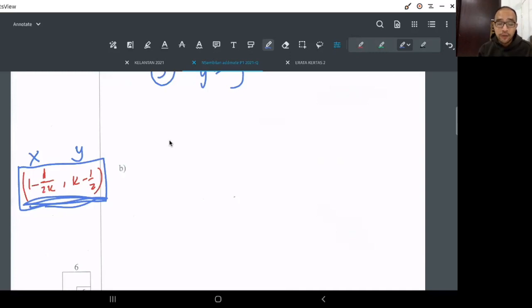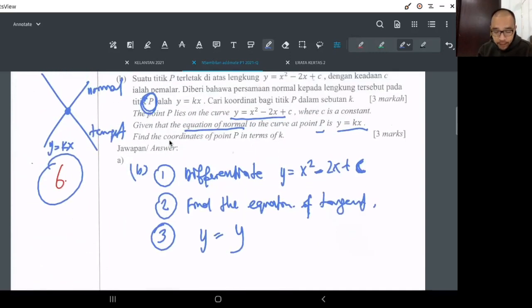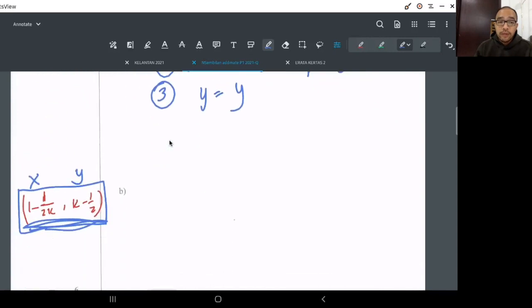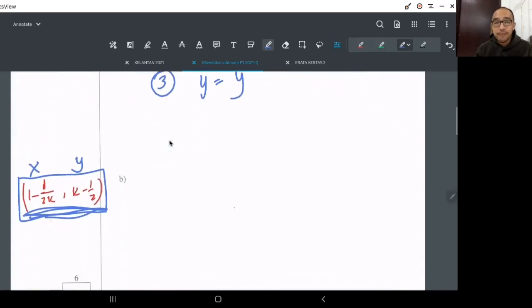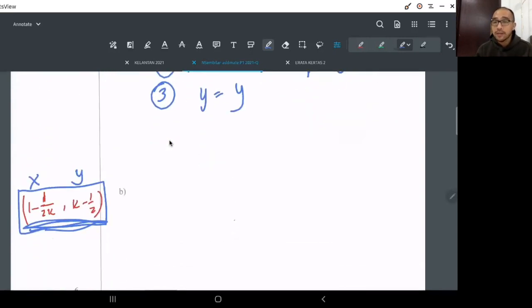I'm focusing a lot on paper one, for those of you who are okay with paper two already. So give this a try. Once you get the point of intersection, then you should be able to get the two coordinates in terms of k. Very strange one.